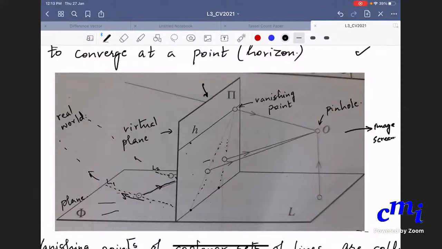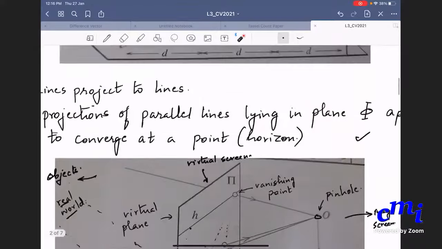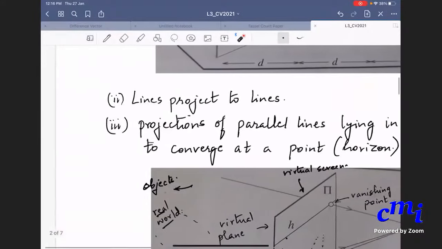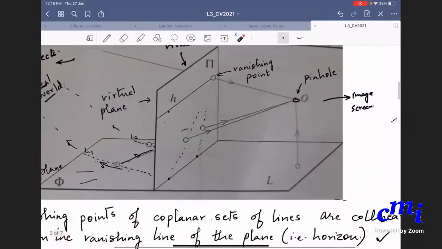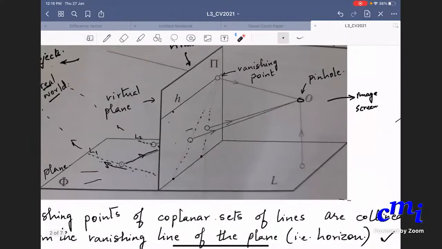Okay. This is the virtual screen, or the virtual image plane. Here is the pinhole, and on this side is the real world. And this is the virtual screen. So the point that I'm trying to make here is that projections of parallel lines lying in a plane will converge to a point. So what do I mean by projection?